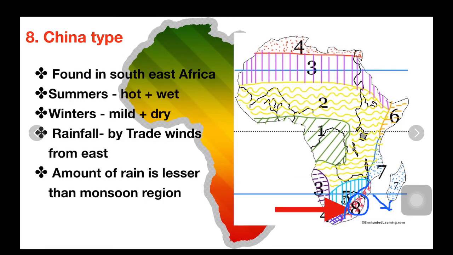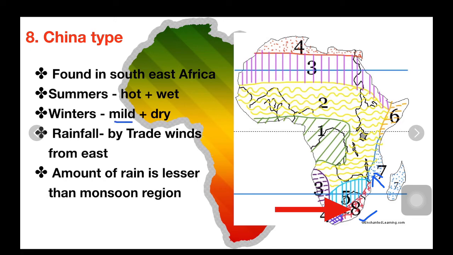Last climatic region is China type climate. It is found in the southeast of Africa here. Summers are hot and wet as the trade winds blow over here, bringing moisture to this region. Winters are mild and dry.